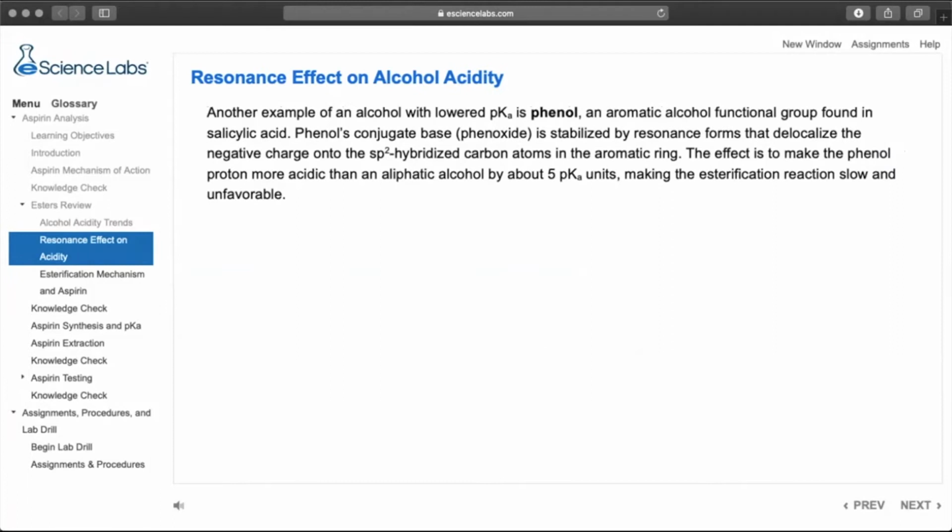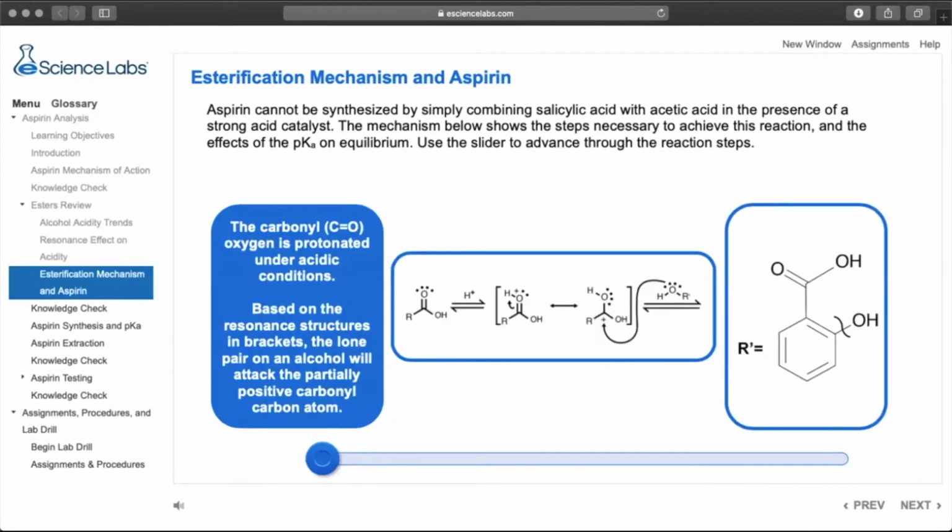The lower the pKa value, the more stable its conjugate base will be. To understand this concept, compare an aliphatic alcohol and phenol, the aromatic alcohol functional group. Phenol is found in salicylic acid, and its conjugate base, phenoxide, is stabilized by the delocalization of the negative charge onto the sp2 hybridized carbons in the aromatic ring. This effect makes the proton more acidic by 5 pKa units. However, this acidic proton makes the esterification reaction much slower and unfavorable. This reaction is not as simple as combining salicylic acid and acetic acid.